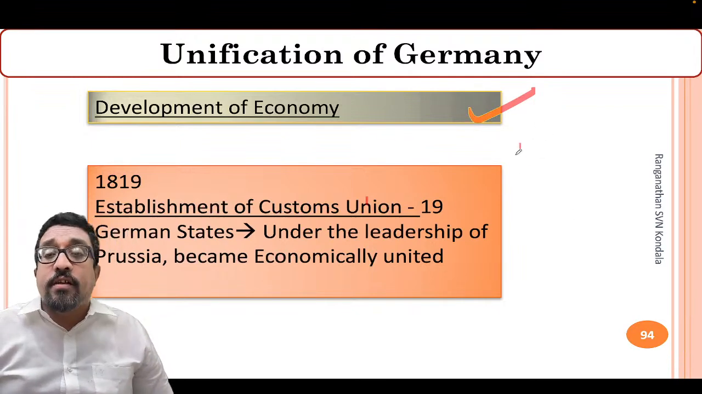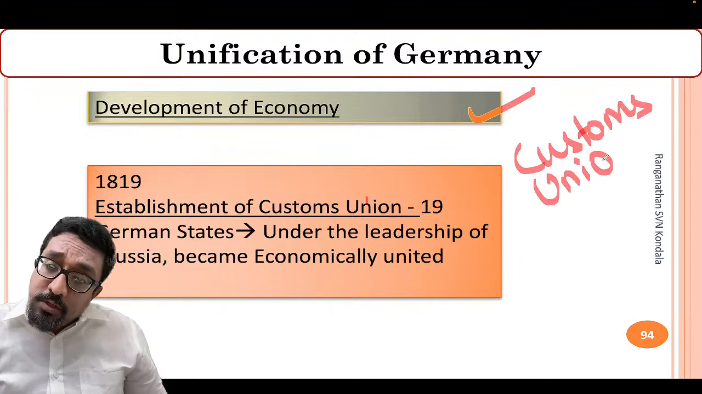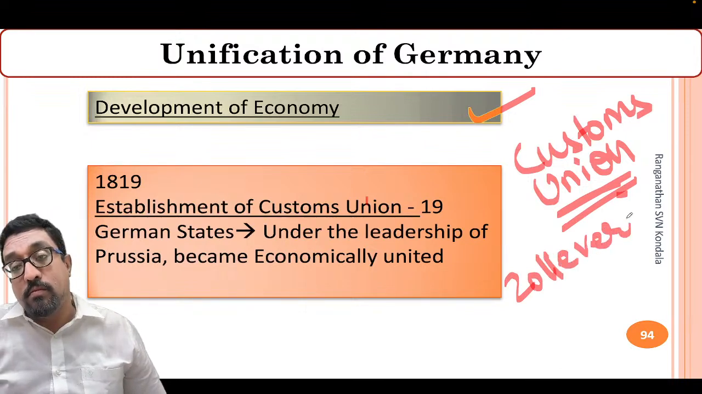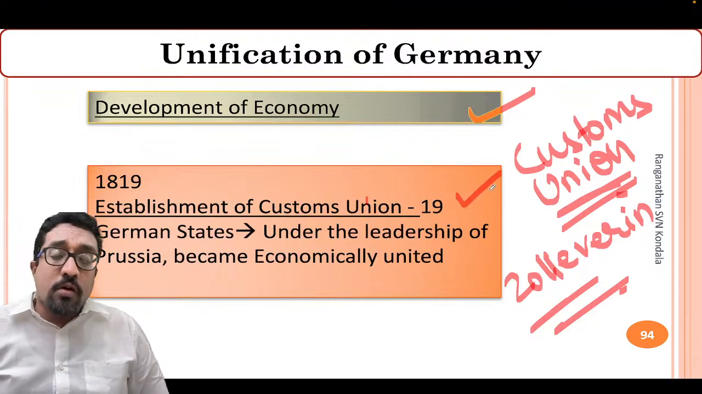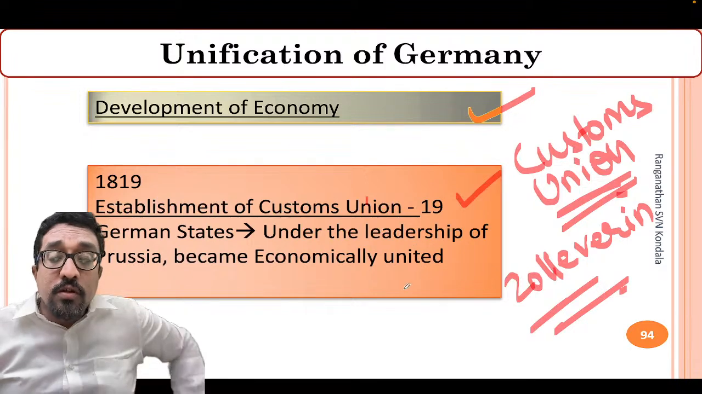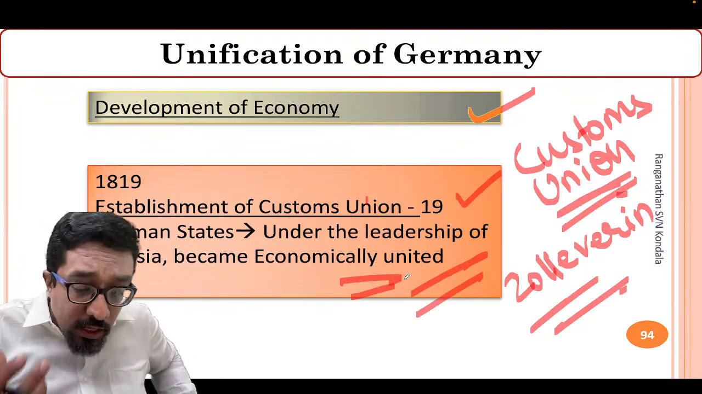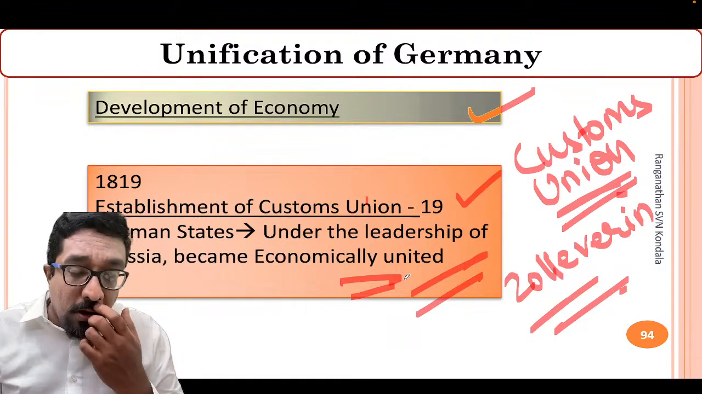So they first created a customs union, commonly known as Zollverein. They established a customs union of 19 German states. Now, the only thing is, this customs union was actually created by Prussia to economically unite the Rhine states with Prussia. Naturally, do you think Austria will?